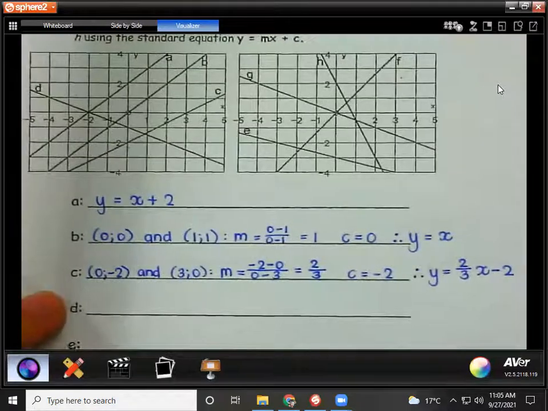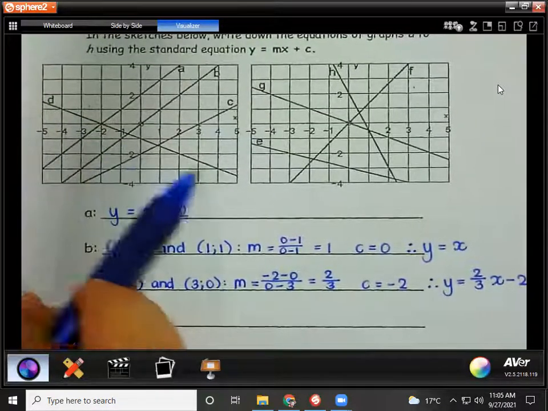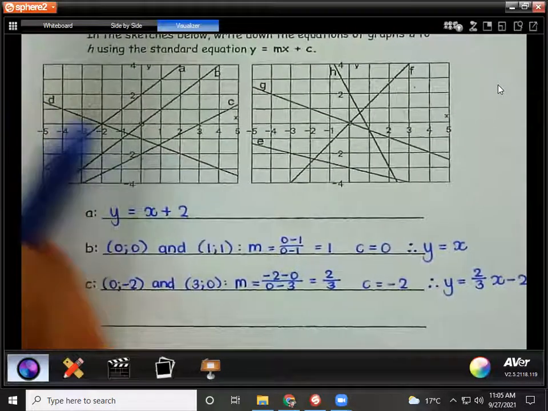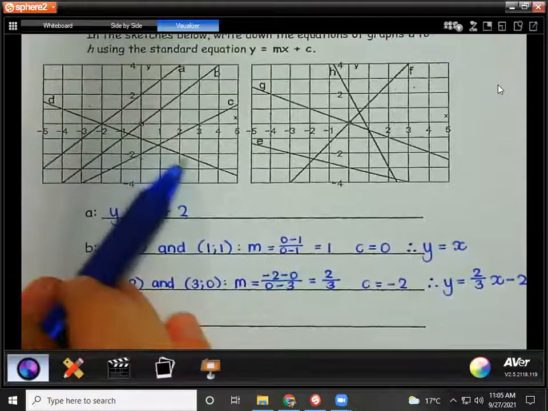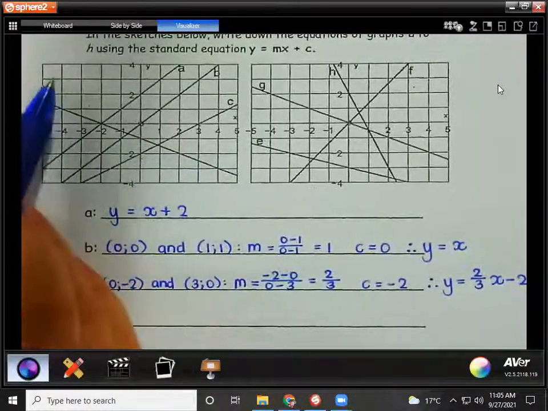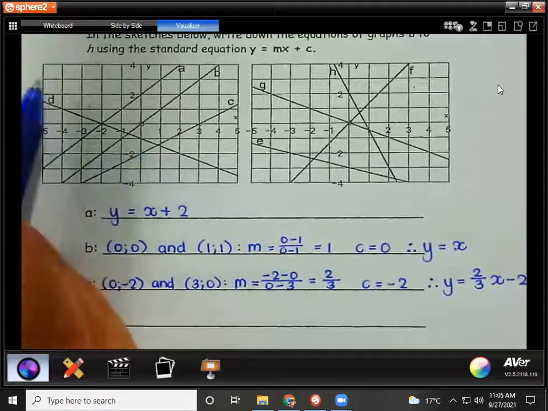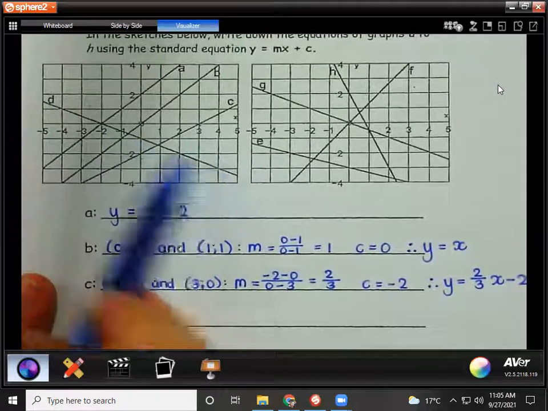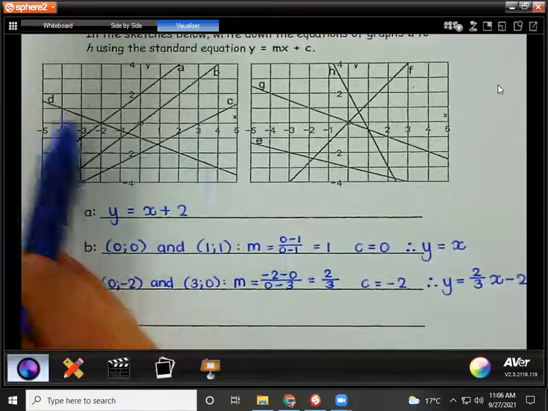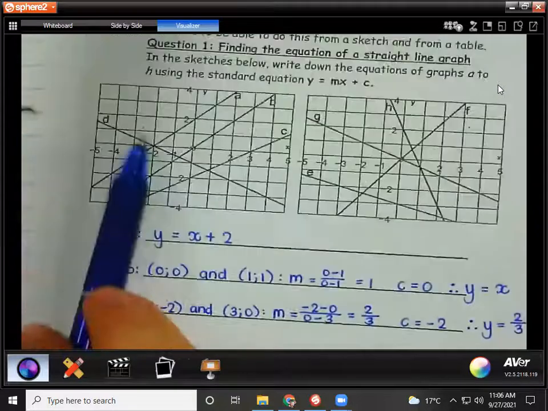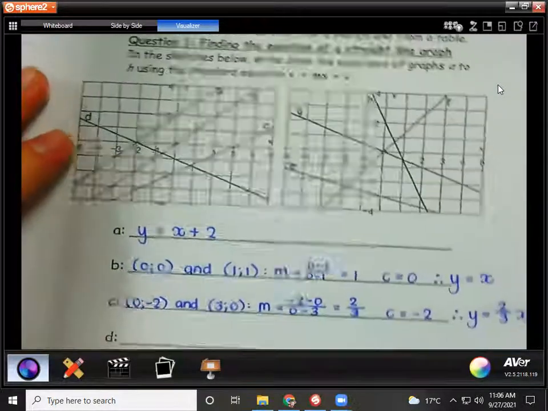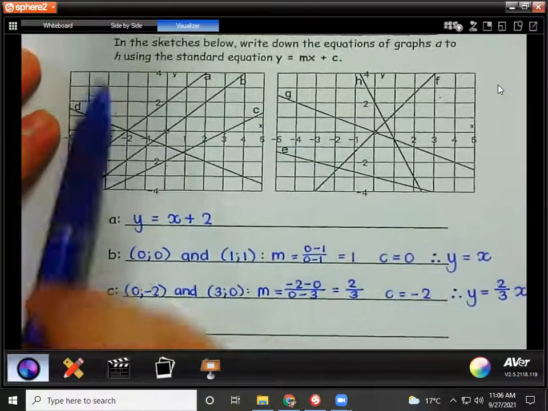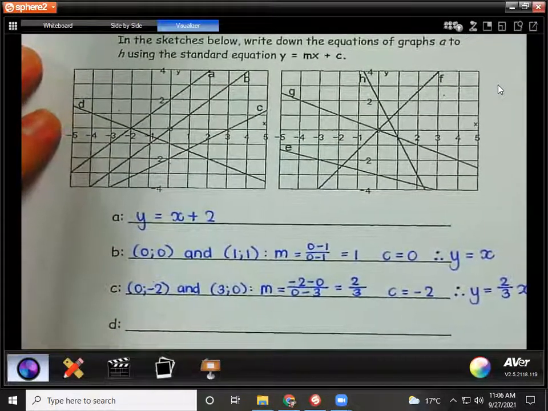Right, let's look at D. D is this line over here. Guys, do we notice that D is a decreasing line, right? So what do we know about the gradient immediately if we just look at this line? The gradient will have to be, if it's decreasing, the gradient is a negative number. Okay, so we do know that. We'll still calculate it, but it has to be negative.